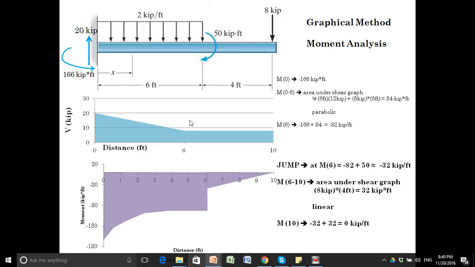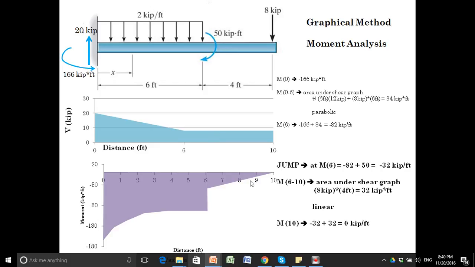From there, we know that at 6 we're at negative 32. What is our endpoint? We just take the area under the shear curve from 6 to 10. So the area is going to be 8 times 4 feet, which gives us 32. So our endpoint is going to be negative 32 plus 32, so we end up at 0. And we know here that the curve for the moment is going to be linear because the curve for shear is constant.